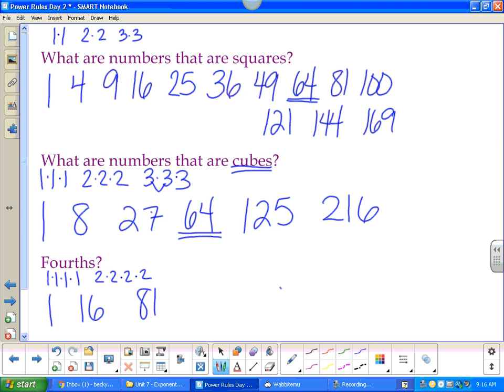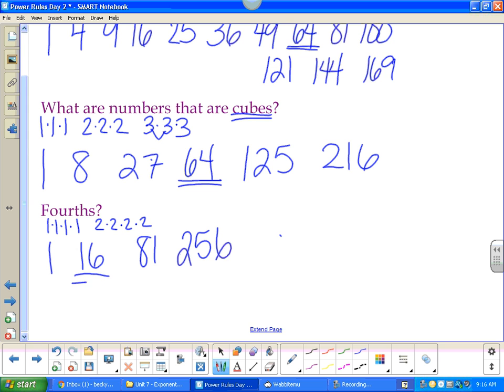So 81 and 256. Now if you'll notice these fourths, 16 is also a square. 81 is also a square. So make sure that you know if you're talking about squares or fourths. 16 is a square because it's 4 times 4. 16 is a fourth because it's 2 times 2 times 2 times 2.